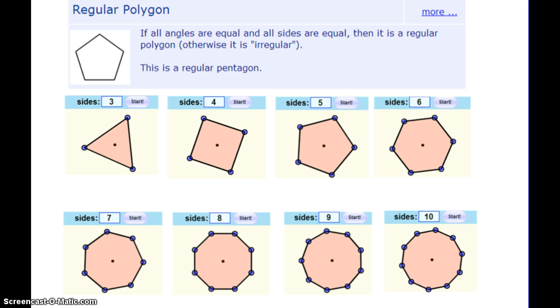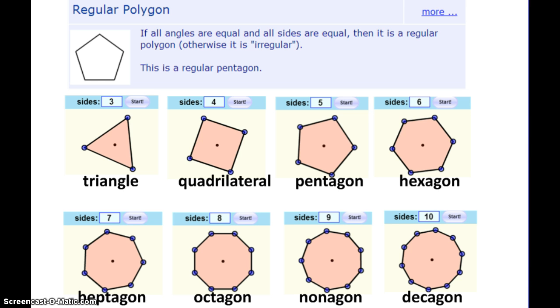Alright, so looking here, we have several different types. Remember, 3 sides is a triangle, 4 sides is a quadrilateral, 5 is a pentagon, 6 is a hexagon, 7 sides is a heptagon, 8 sides is an octagon, 9 sides is a nonagon, and 10 sides is a decagon. Just as a refresher, and also a 12-sided figure is a dodecagon.